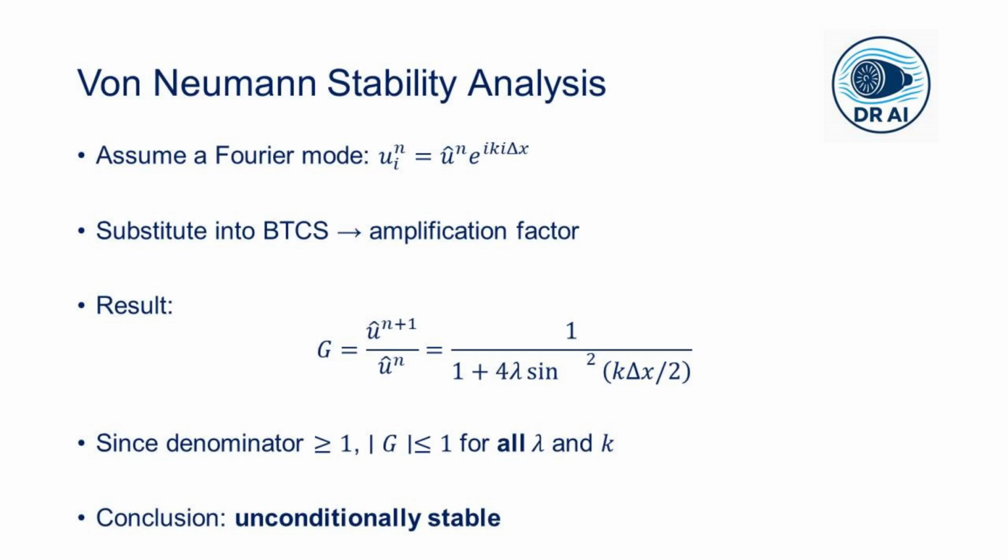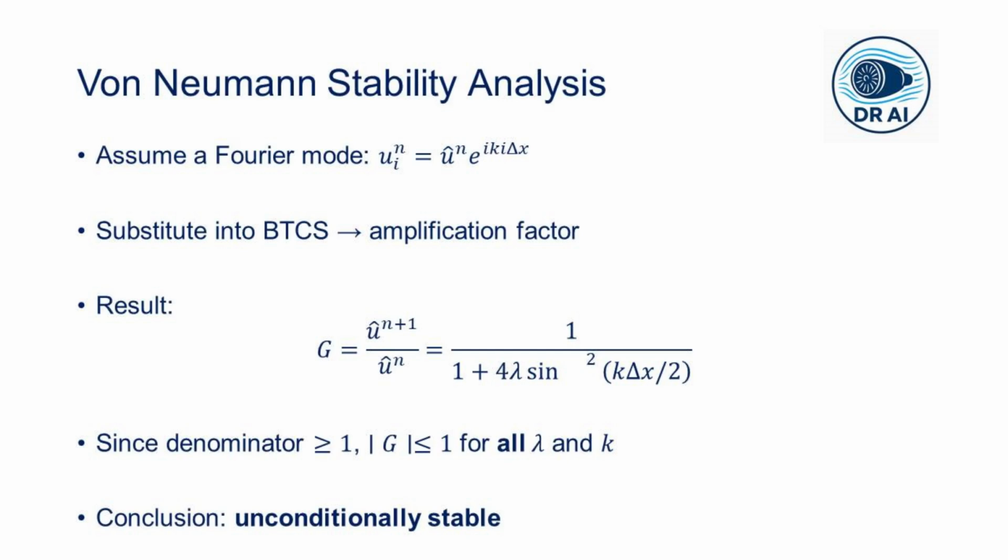Now examine this particular expression. Since lambda is greater than 0 and the sine squared is between 0 and 1, the denominator is always greater than or equal to 1. Therefore, the amplification factor is in the range greater than 0 and less than or equal to 1 for all the wave numbers k and for any lambda.